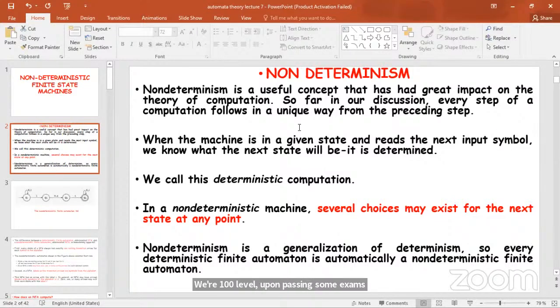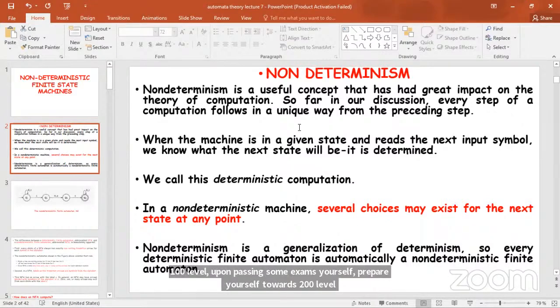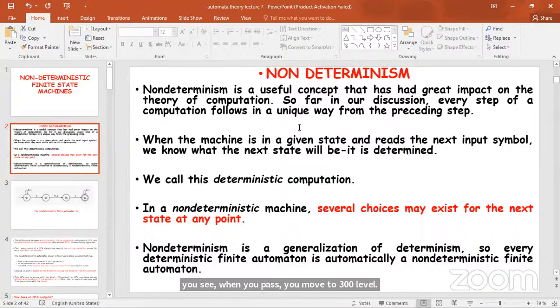200 level. The same, when you pass, you move to 300 level. Now imagine there's a kind of condition that how you graduate is not fashioned that way, that you can take a course, maybe when you just get admission, you can take a course in 500 level, you go to 300 level, go to 200 level, haphazardly. There are no pre-ordered way. So that's a non-deterministic way.